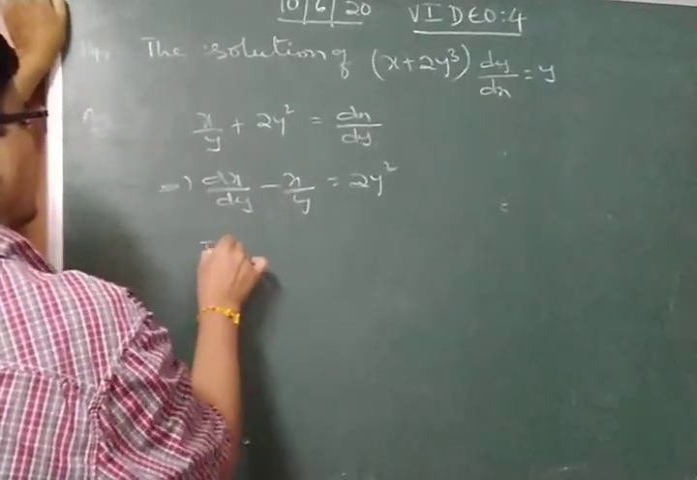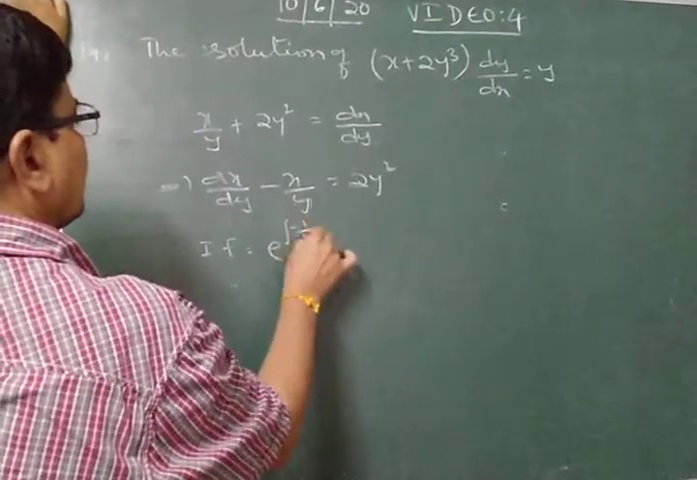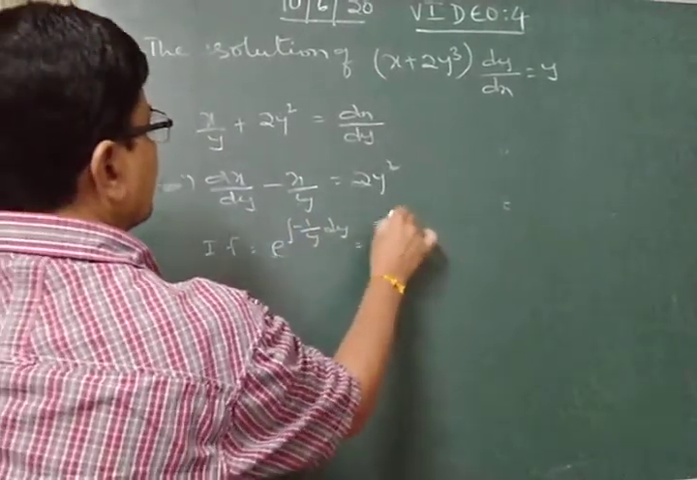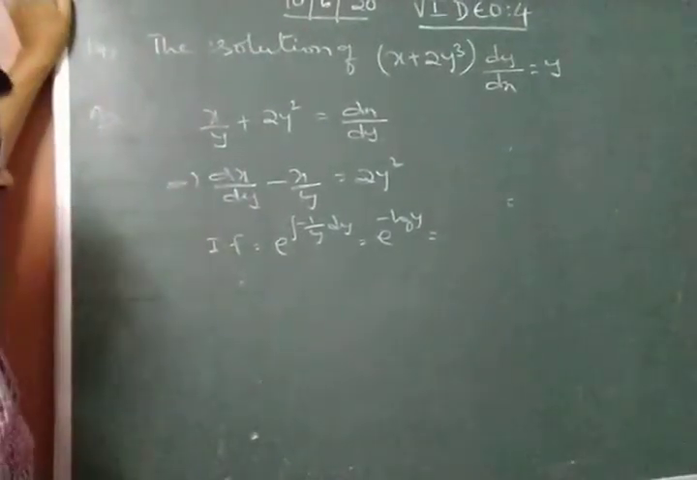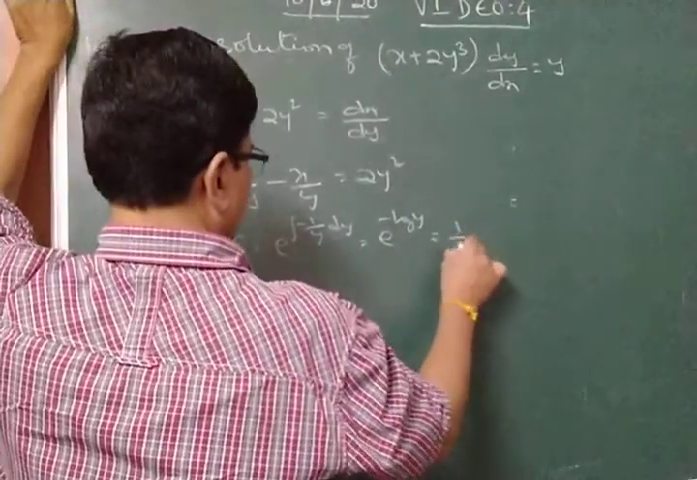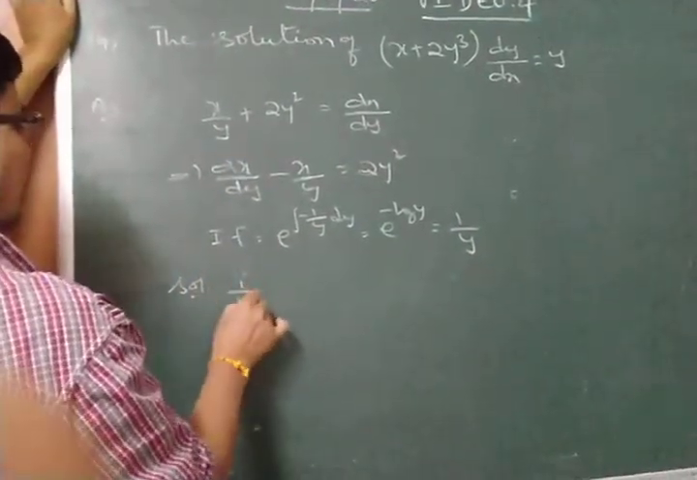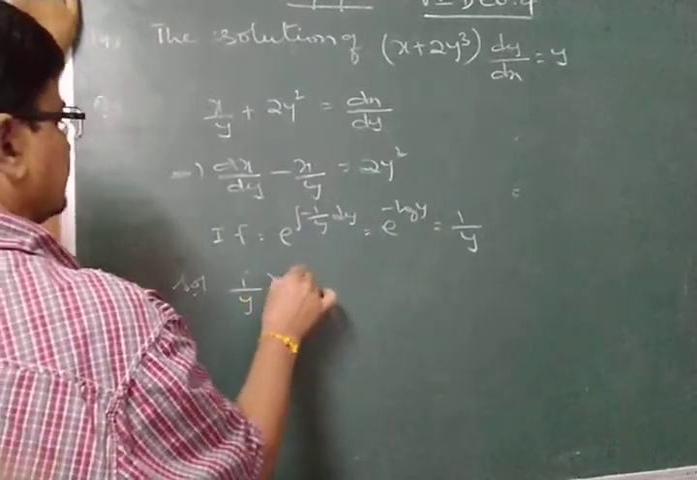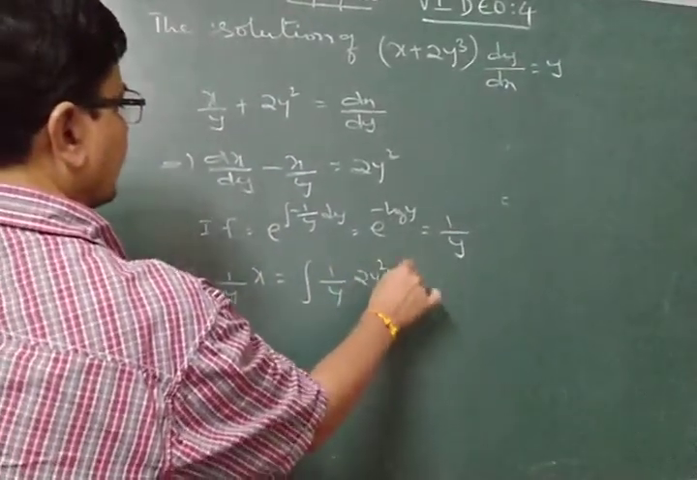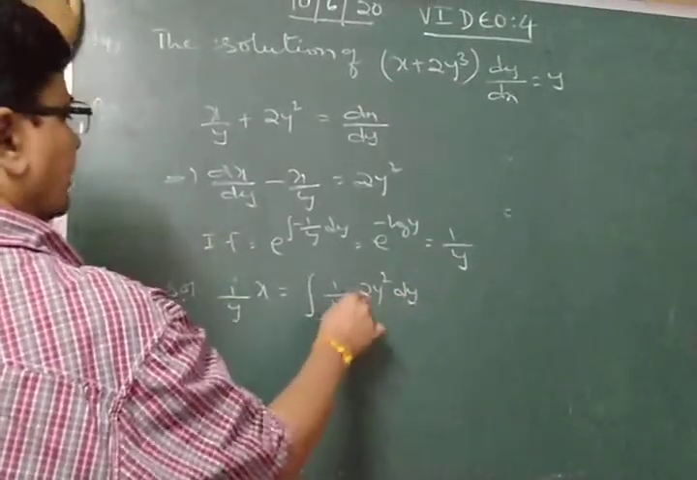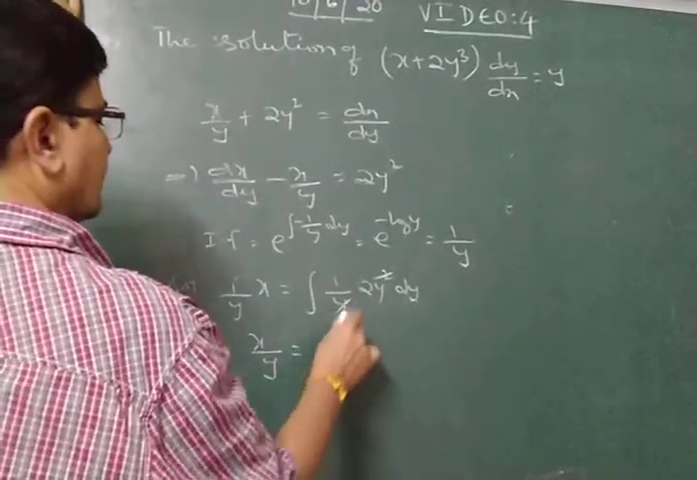So that's why the integrating factor is e to the power of integral minus 1 by y into dy, that is e to the power of minus log y, that means 1 by y. Now the solution is 1 by y into x is equal to integral 1 by y into 2y square into dy. Here y is cancelled, x by y is equal to y square plus c.